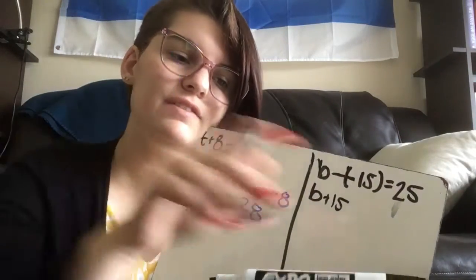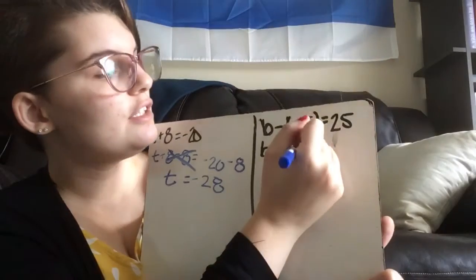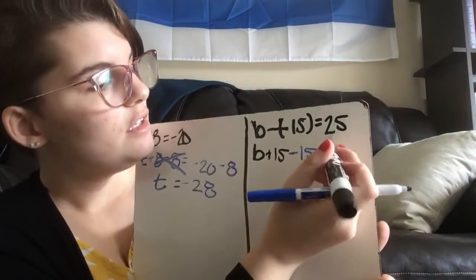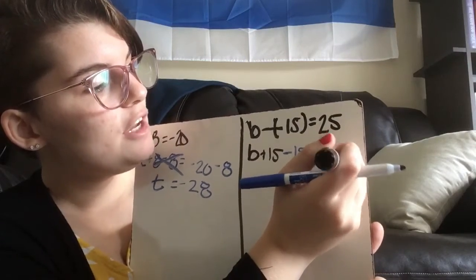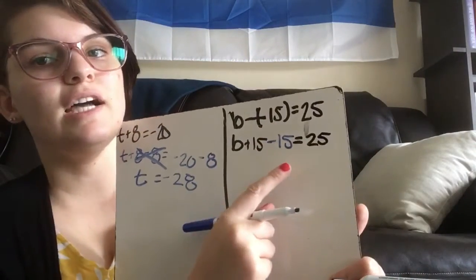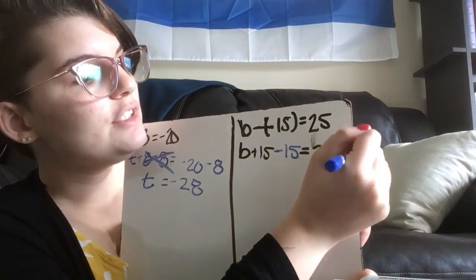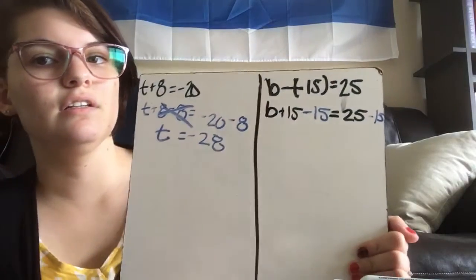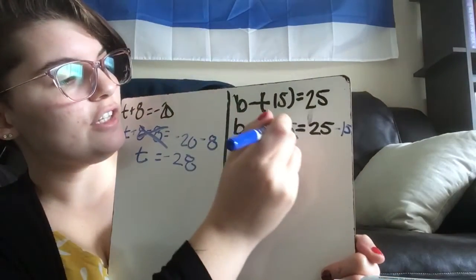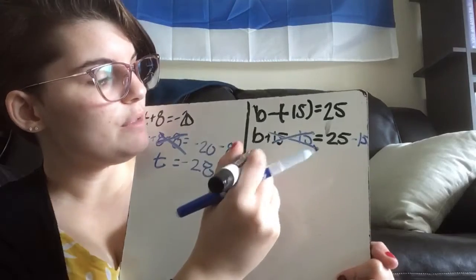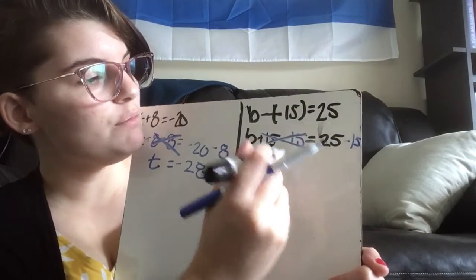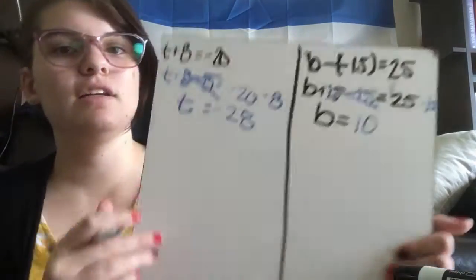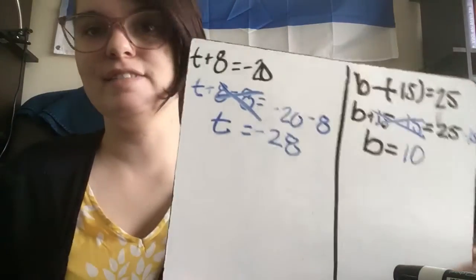What's the opposite of positive 15? Negative 15. So then you're going to go minus 15. And I still have my 25, but remember, whatever I do to one side, I have to do to the other. So I'm still going to say minus 15. Makes sense? These 2 cancel each other out. I am left with b that hasn't moved. And then 25 minus 15 is 10. So b equals positive 10.